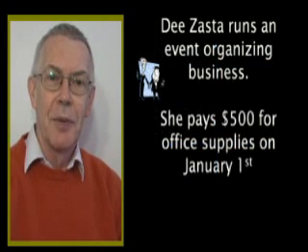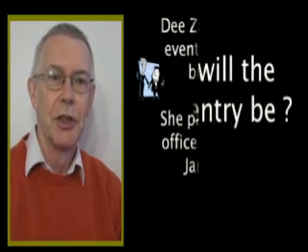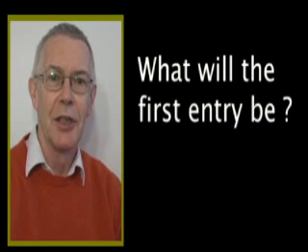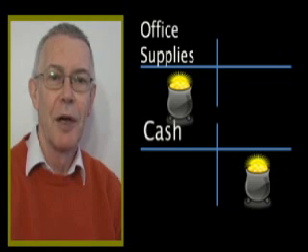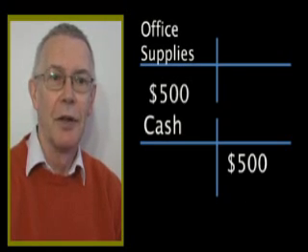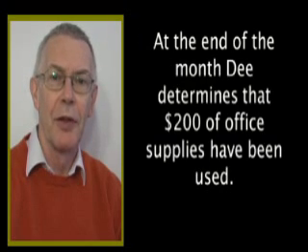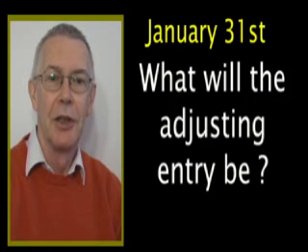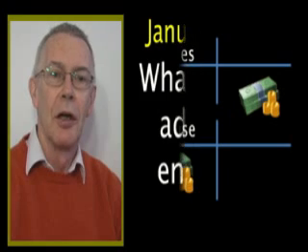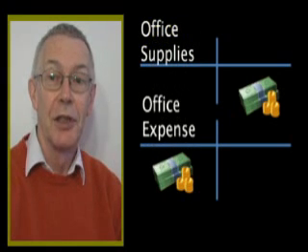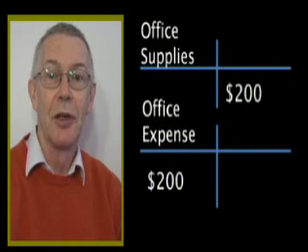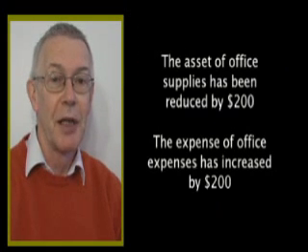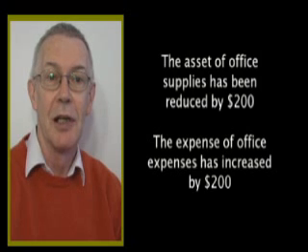Dee purchases office supplies for $500 on January the 1st. How does she make the first entry? She uses two asset accounts, office supplies and cash. Debit office supplies $500, credit cash $500. At the end of the month, a physical check reveals that $200 of office supplies have been used. An adjusting entry is required. Office supplies was the asset account. Office expense will be the expense account. Credit office supplies with $200 to reduce the asset. Debit office expense $200 to record the expense incurred.